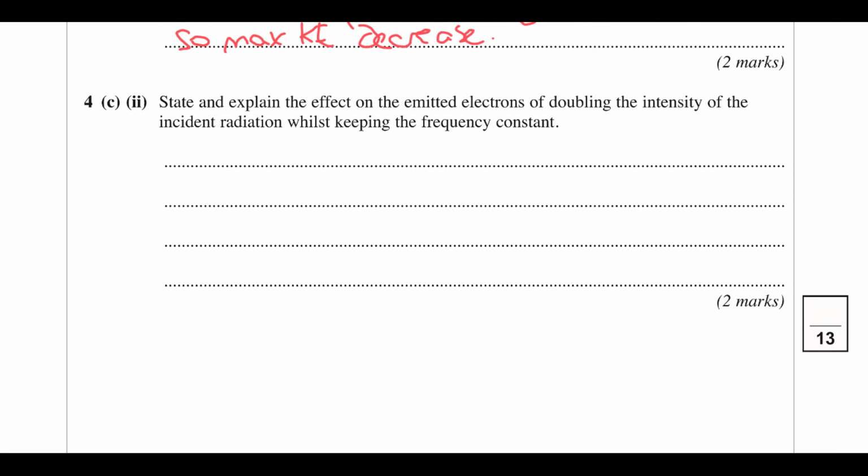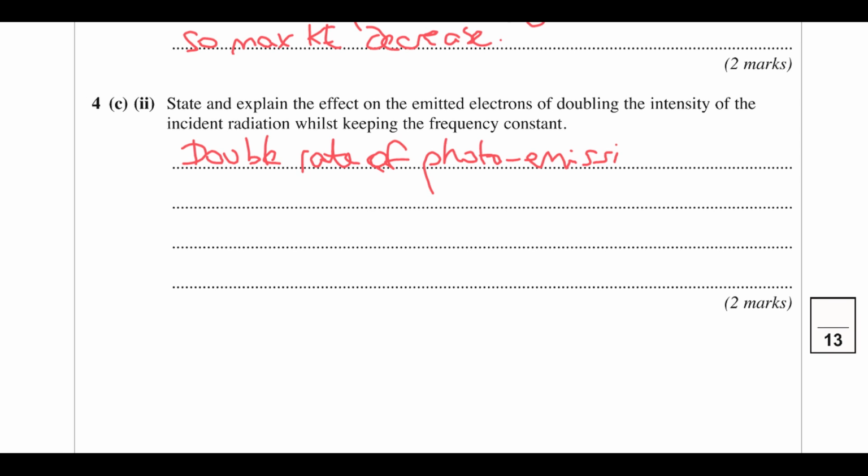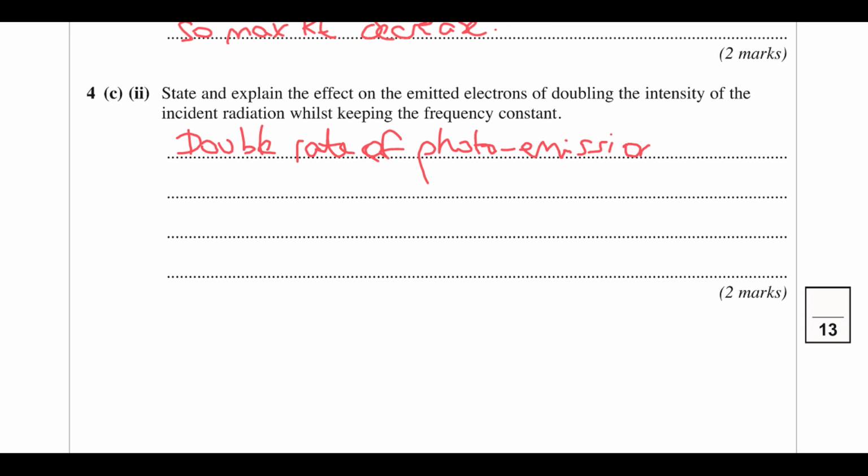Okay, so state and explain the effect on emitted electrons of doubling the intensity of radiation while keeping frequency constant. Double energy means twice as many photons incident per second, because each of the photons has the same energy, which means twice as many photo emissions per second. So state what would happen: double the rate of photo emission. Have I gone French? No. Double rate of photo emissions.